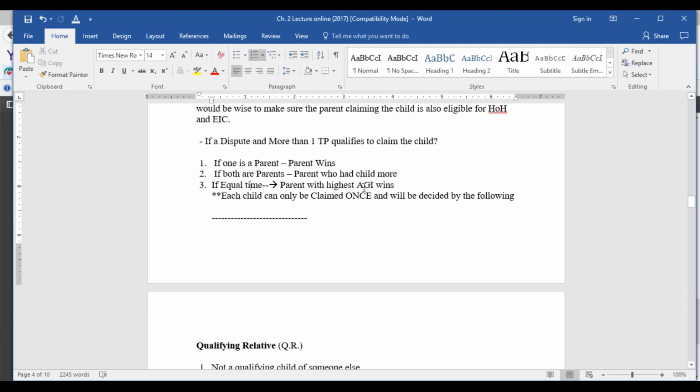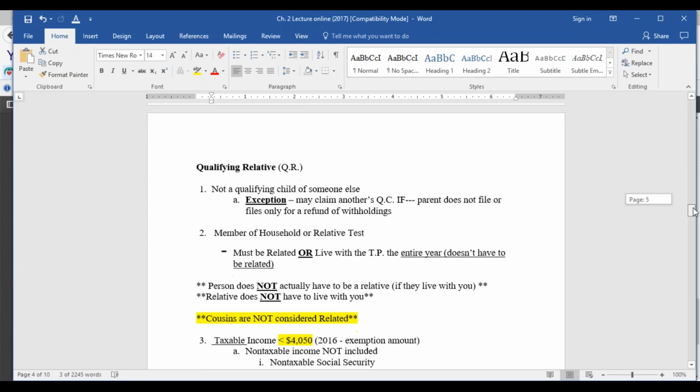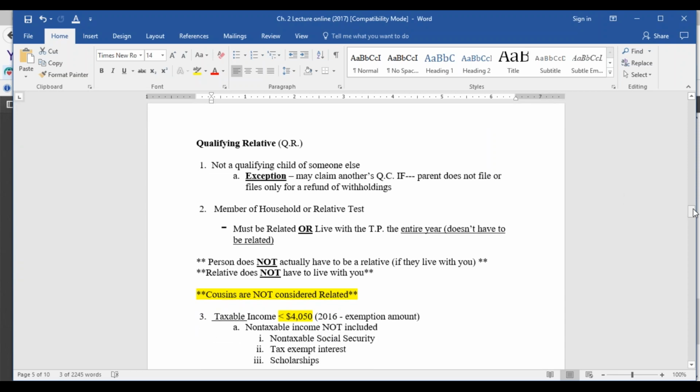Remember, every dependent that is ever claimed can only be claimed once. If they're claimed more than that, the IRS will reject it. And that happens quite often. People are claimed and then other people didn't know that someone else claimed the kid. So that was all about a qualifying child.